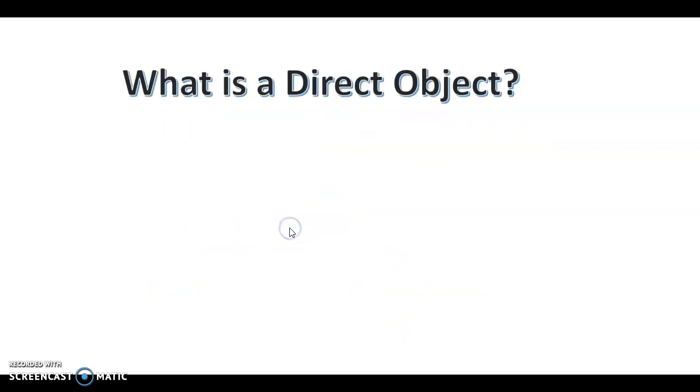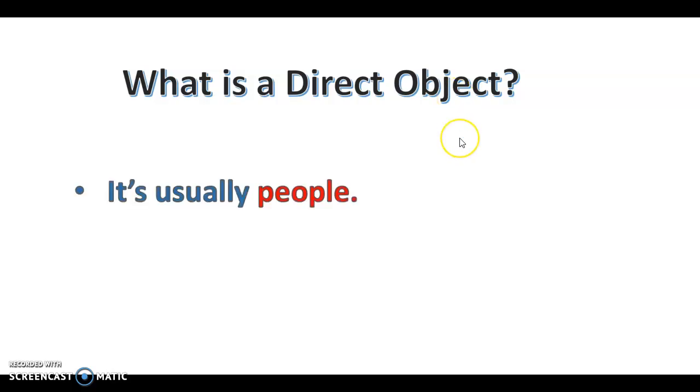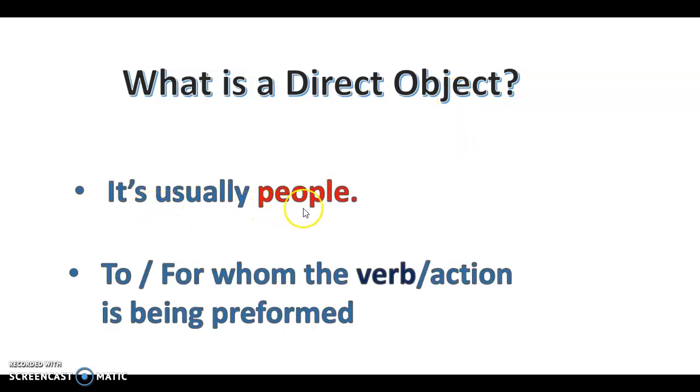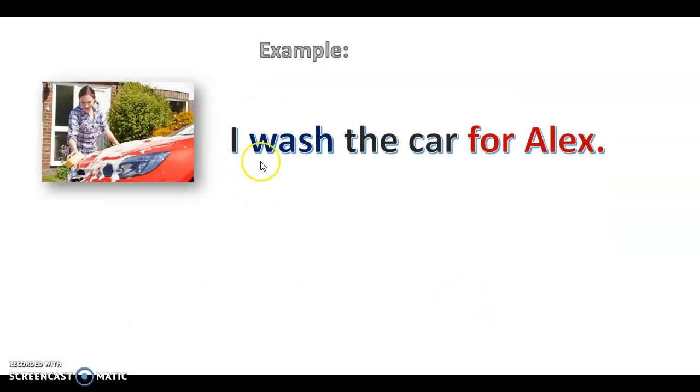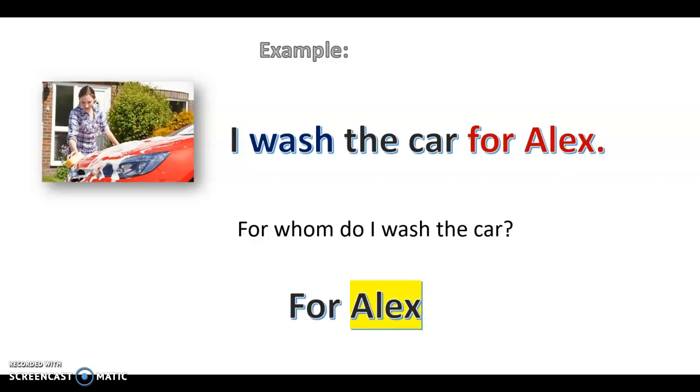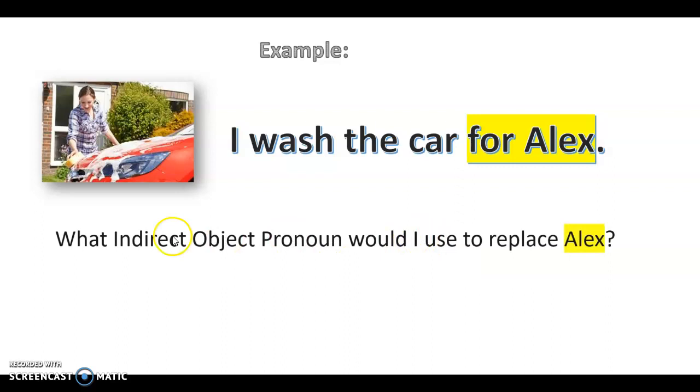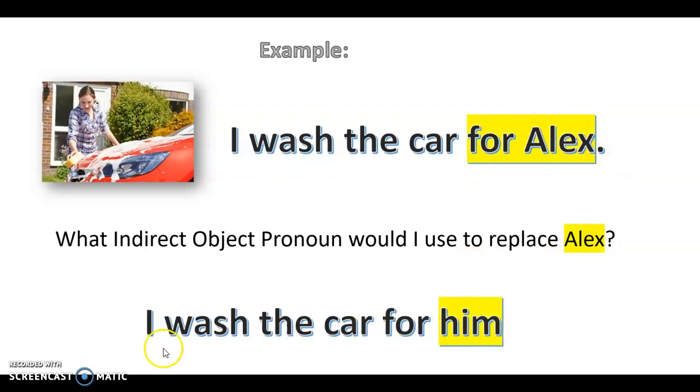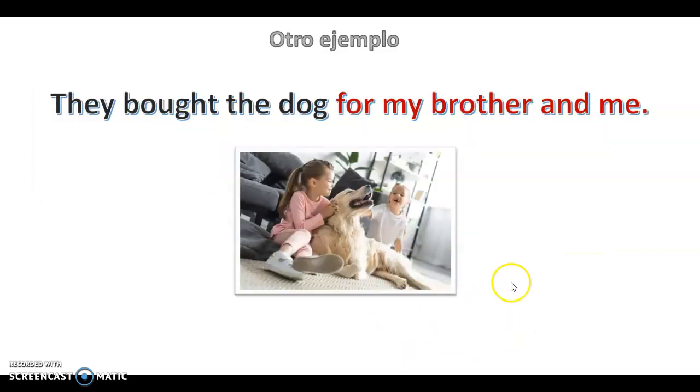So first we're going to start with what is an indirect object. An indirect object usually refers to people, and it's to or for whom the verb or the action is being performed in the sentence. Example: I wash the car for Alex. For whom do I wash the car? For Alex. So what would the indirect object pronoun be to replace Alex? It would be for him. We would say, I washed the car for him. Alex is the indirect object, and for him is the indirect object pronoun.